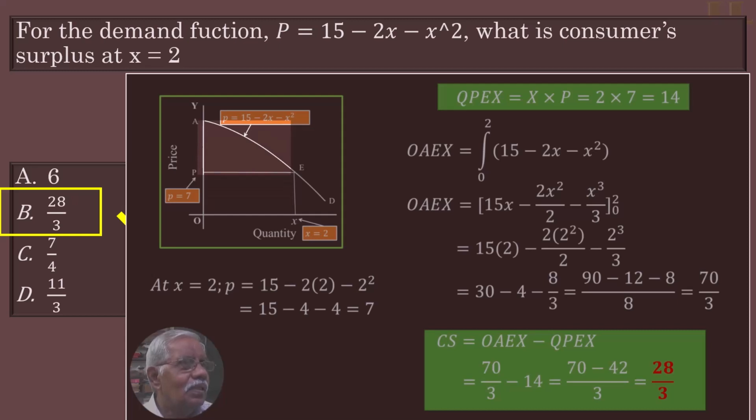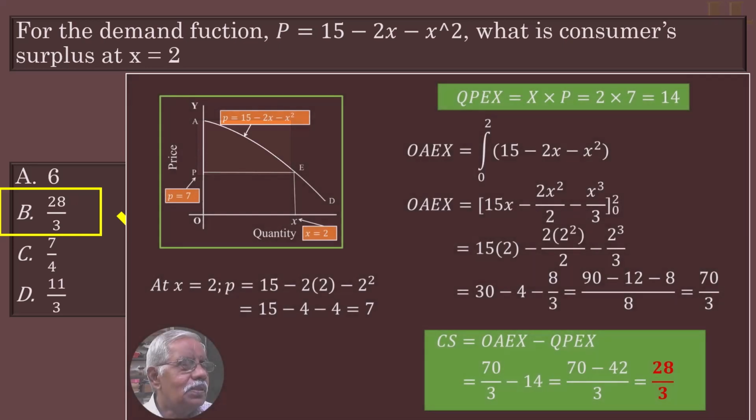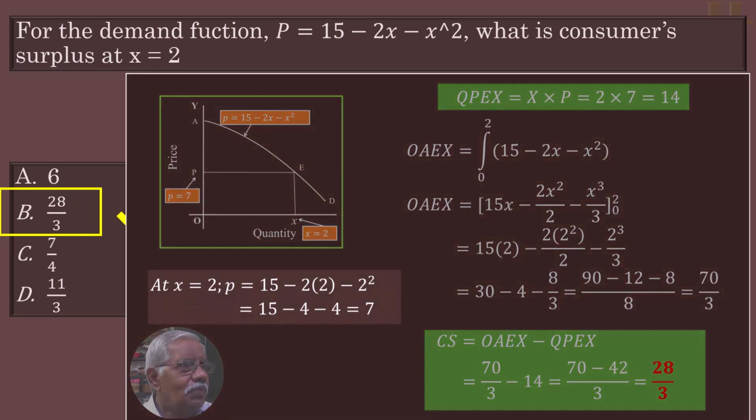Okay. With this understanding, let us proceed to find the answer for this question. To find the area OPEX, we have to find the value of P. Already we have the value of X. So, substitute X equal to 2 in the given function. P equal to 15 minus 2 times 2 minus 2 squared. Simplify. 7. Price is 7.